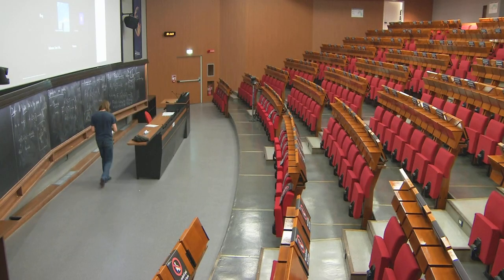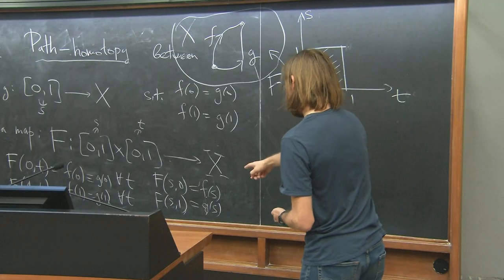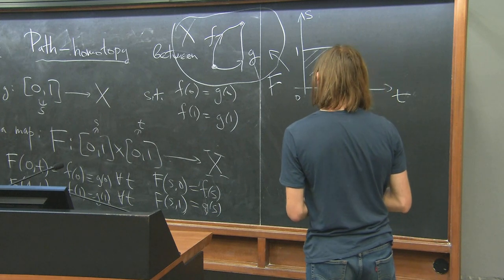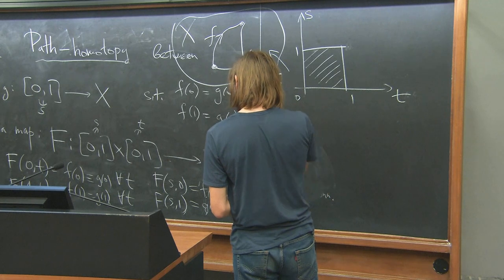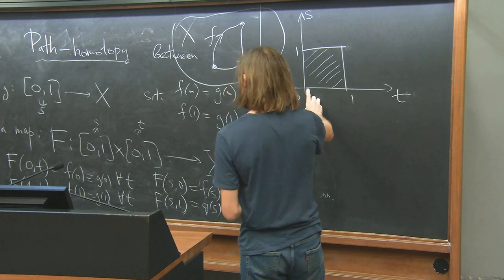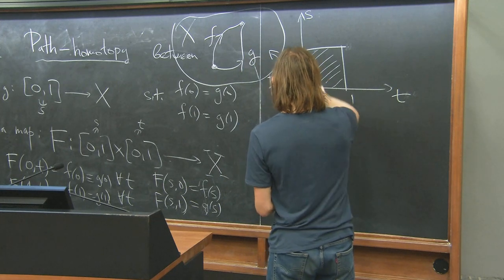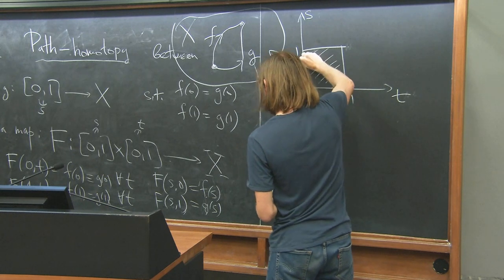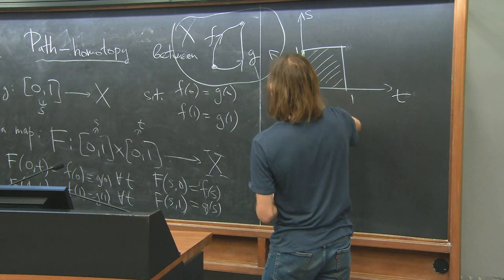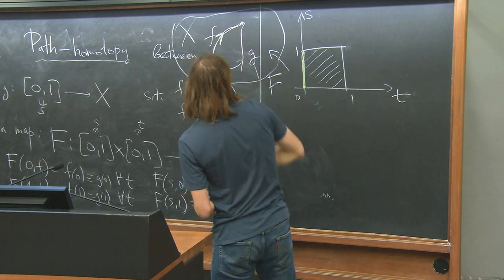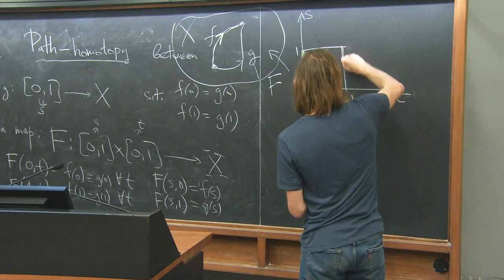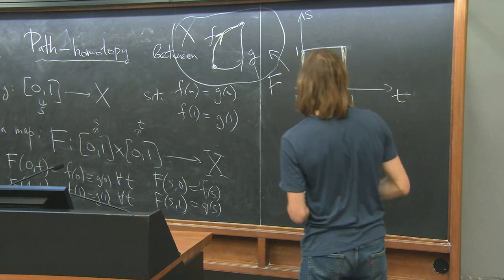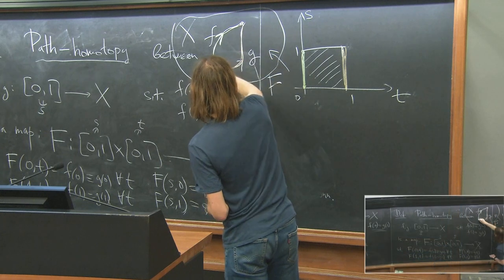So let me draw something. And what you require, how this condition which I wrote looks geometrically. So if I fix t to be zero, and consider just this interval, the restriction of big F to this interval for t equals 0 is just this path f here. This interval just maps to the image of f. And the restriction of big F on this side, when t equals 1, it just becomes the map defining my path g right here.